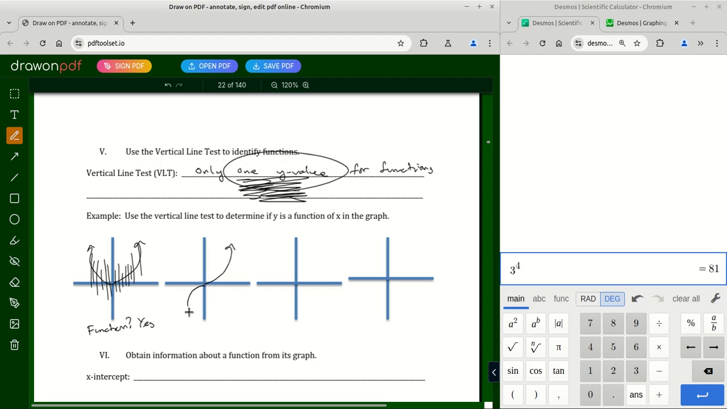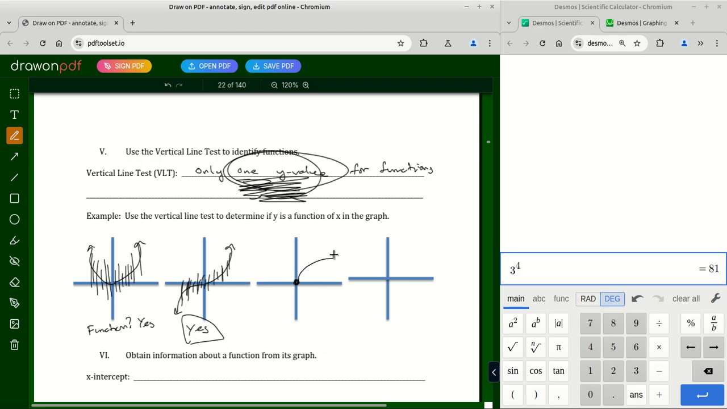Let's say I got something like x cubed. Now it's cooler. So I run vertical lines once, and every vertical line hits the graph exactly once. Okay, so we're good there.